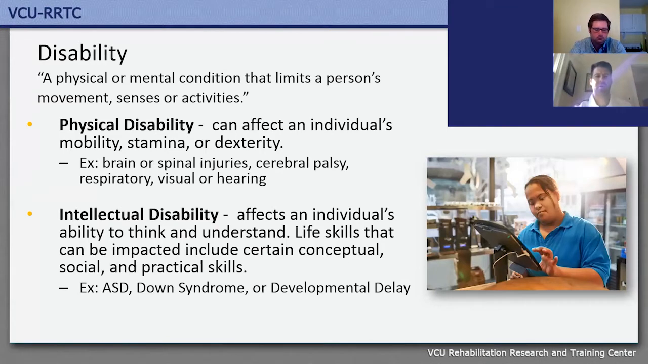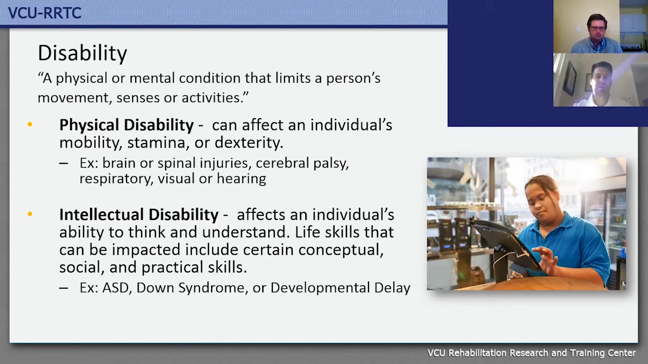Thank you, Andrew. So now we're going to talk about disabilities overall. So a disability is a mental or physical condition that limits a person's movements, senses, or activities. A physical disability can affect an individual's mobility, stamina, or dexterity. Some examples of these can be brain or spinal injuries, cerebral palsy, respiratory, visual, or hearing disabilities.